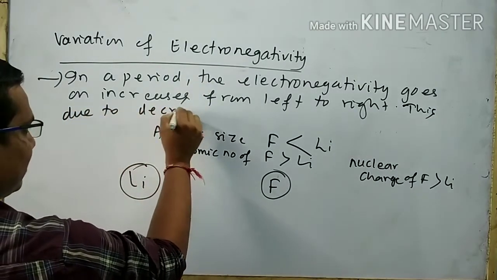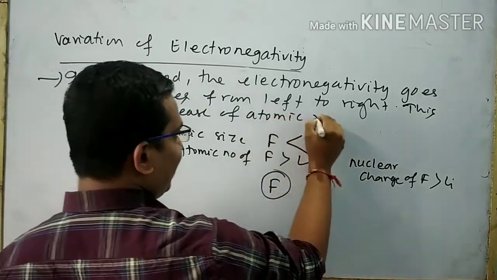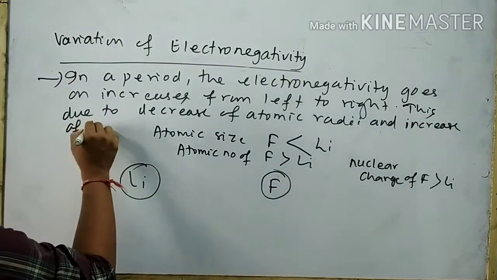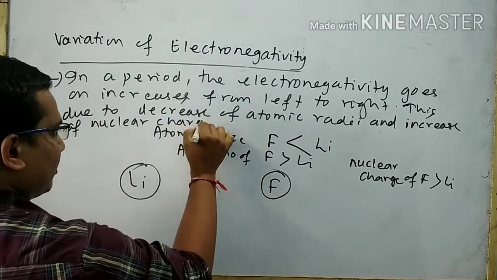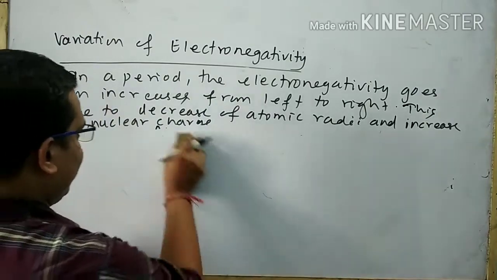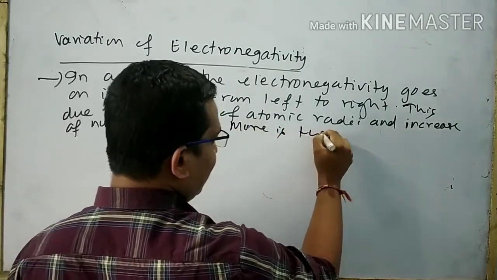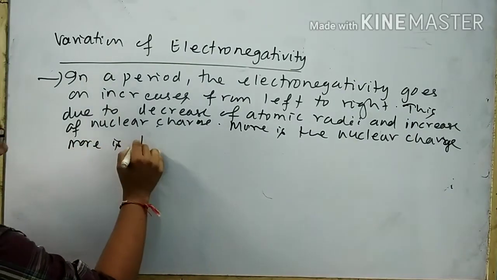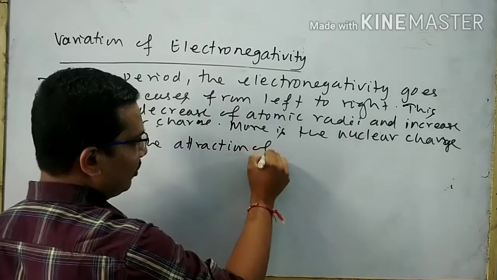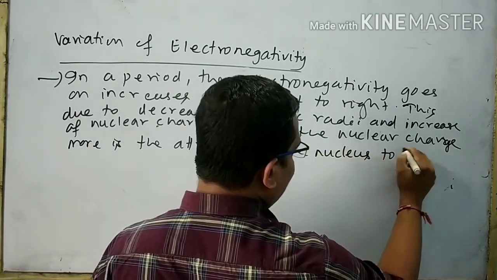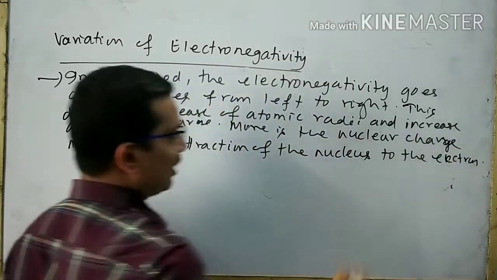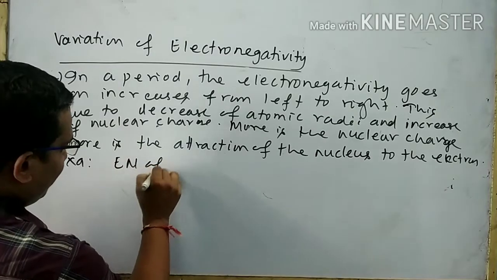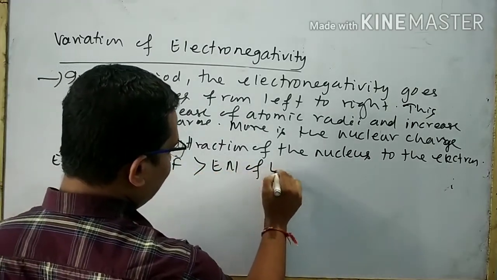This is due to the decrease of atomic radii and increase of nuclear charge. The more the attraction of the nucleus to the electron, the more is the electronegativity. Take an example. Electronegativity of fluorine is more than electronegativity of lithium.